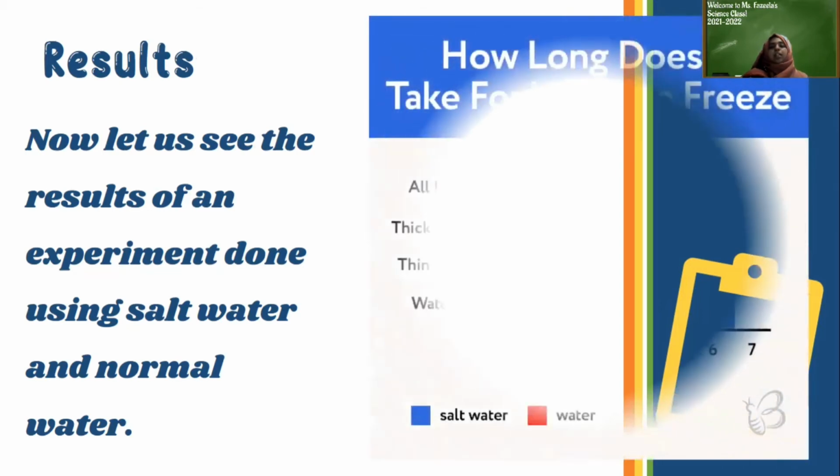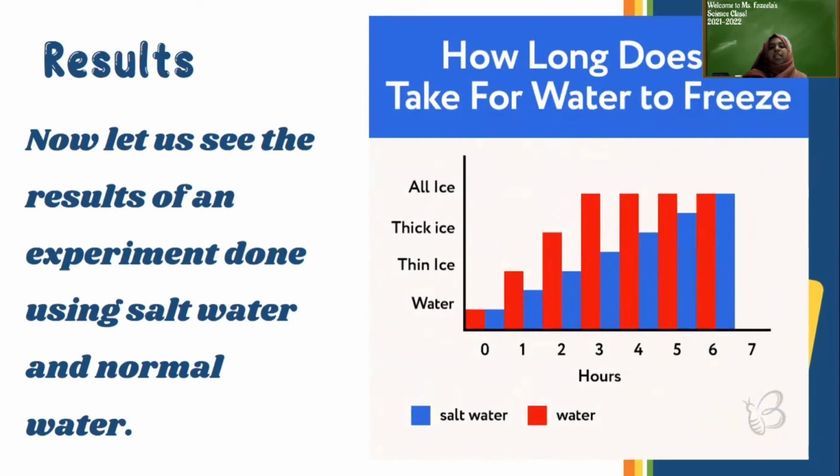Okay. So this is the graph. You can see in the beginning, it's all water. After 1 hour, the normal water became thin ice, but the salt water is a little less. After 2 hours, you can see it became thick ice. And after 3 hours, more thick ice, right? Like completely ice, sorry.